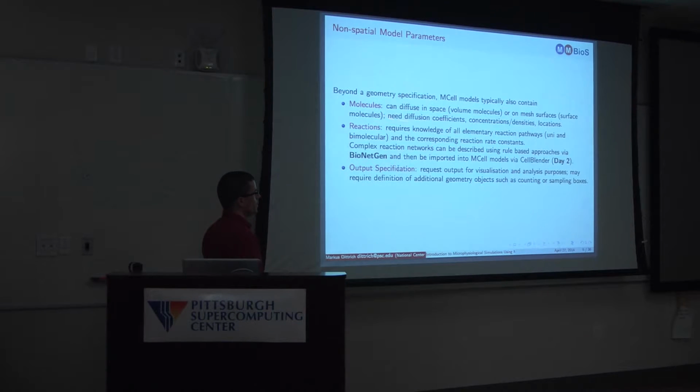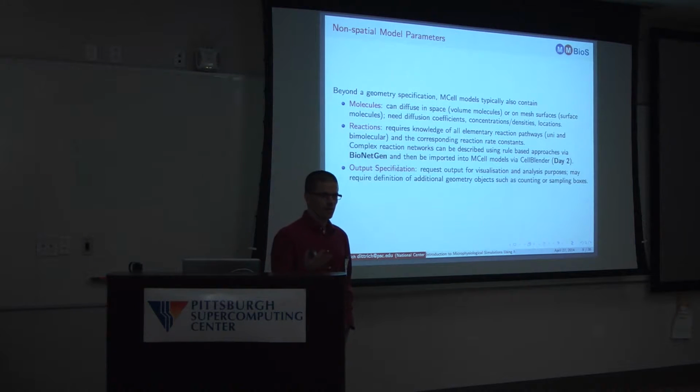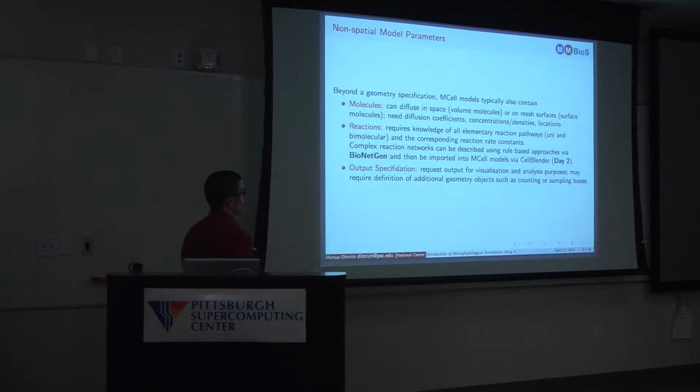And of course, for each of these, you need to know the diffusion coefficients, and you need to know the concentrations and densities with which these are distributed within your system. This is information that often comes from literature, but maybe you have some experimental data that will help you get at that information. If you have a generative model from Cell Organizer, that will actually give you the concentrations of your components in the different compartments.